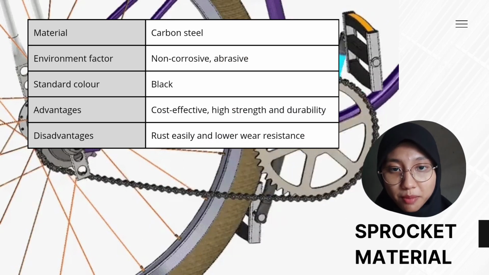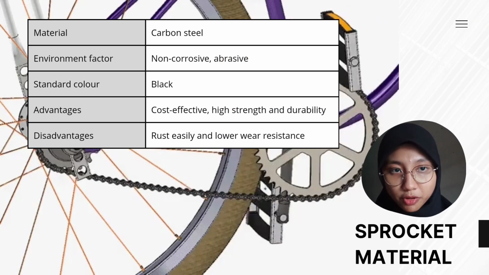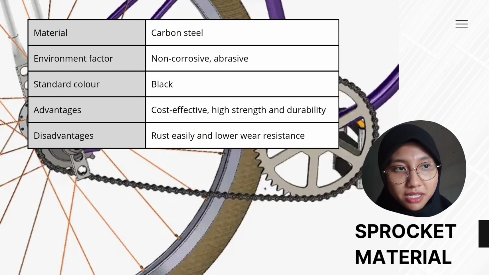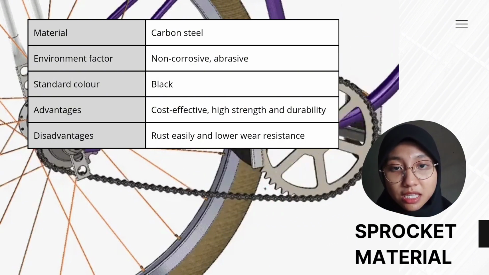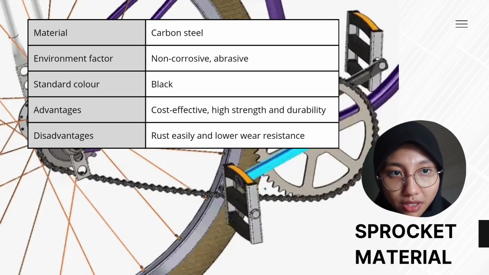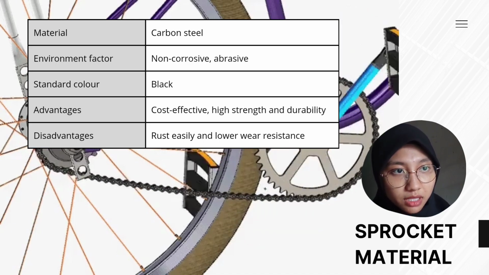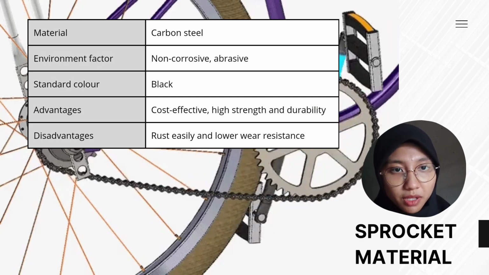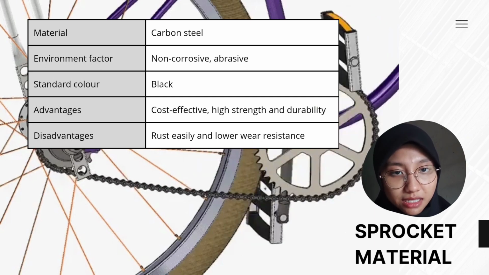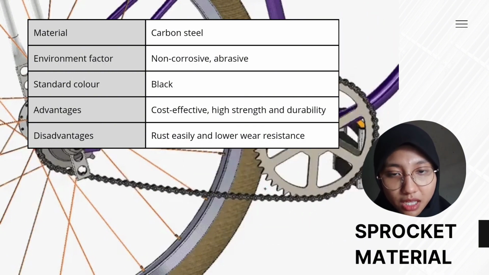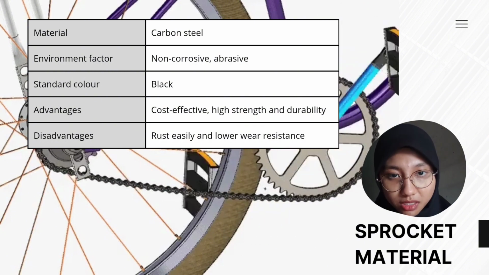Next is the sprocket material. From our mini project, we use a carbon steel sprocket on the bicycle. Carbon steel is influenced by the environmental factor that it is a non-corrosive and abrasive material. It is the most affordable option that offers a decent balance between strength and cost. However, it rusts easily and wears down faster.